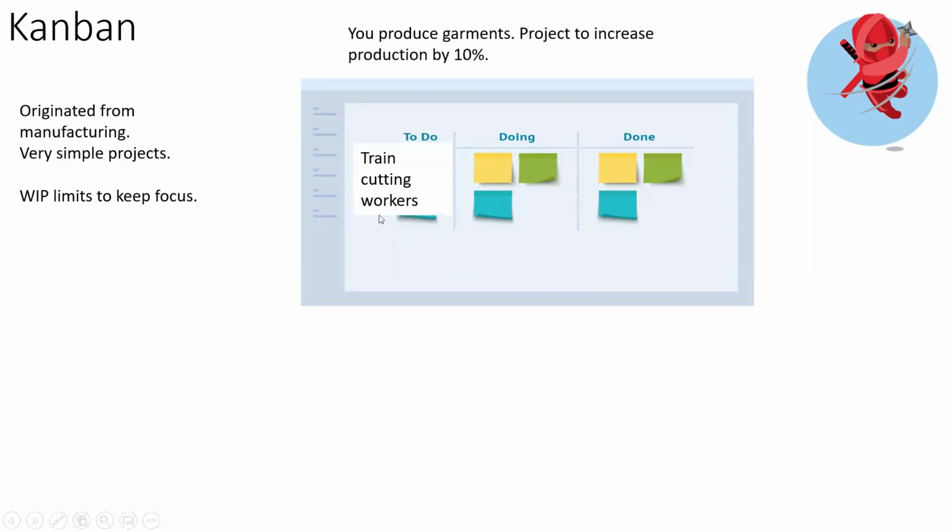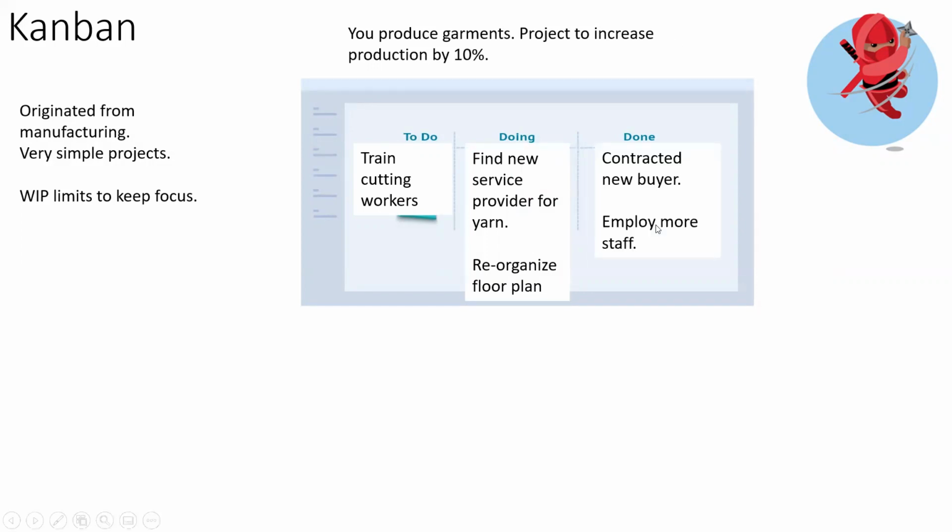So we could say you need to train the workers who cut the fabric to the patterns. What you are in the process of doing is finding a new service provider for yarn and reorganizing your floor plan. What you've already done is that you've contracted your new buyer and you've employed more staff. So you can see from this that Kanban gives you a very quick, easy overview of where you are in the project, of what you still have to achieve, what you're in process with, and what's been achieved.